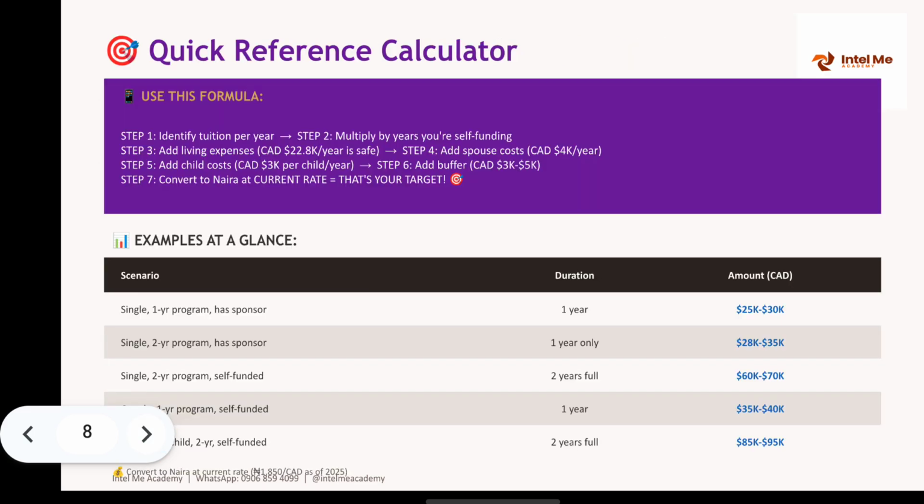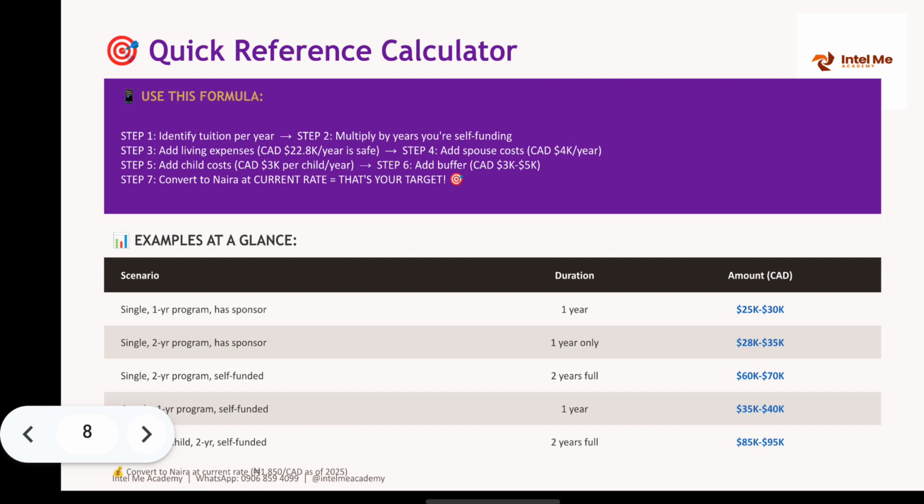Now, this is just a reference, something to calculate. Step 1, you need to know how much you are paying in tuition. Step 2, you multiply it by the number of years if you are funding yourself, if you are paying for it solely by yourself. Step 3, you add living expenses. I showed you the charts earlier. Just pick the one that best suits you.